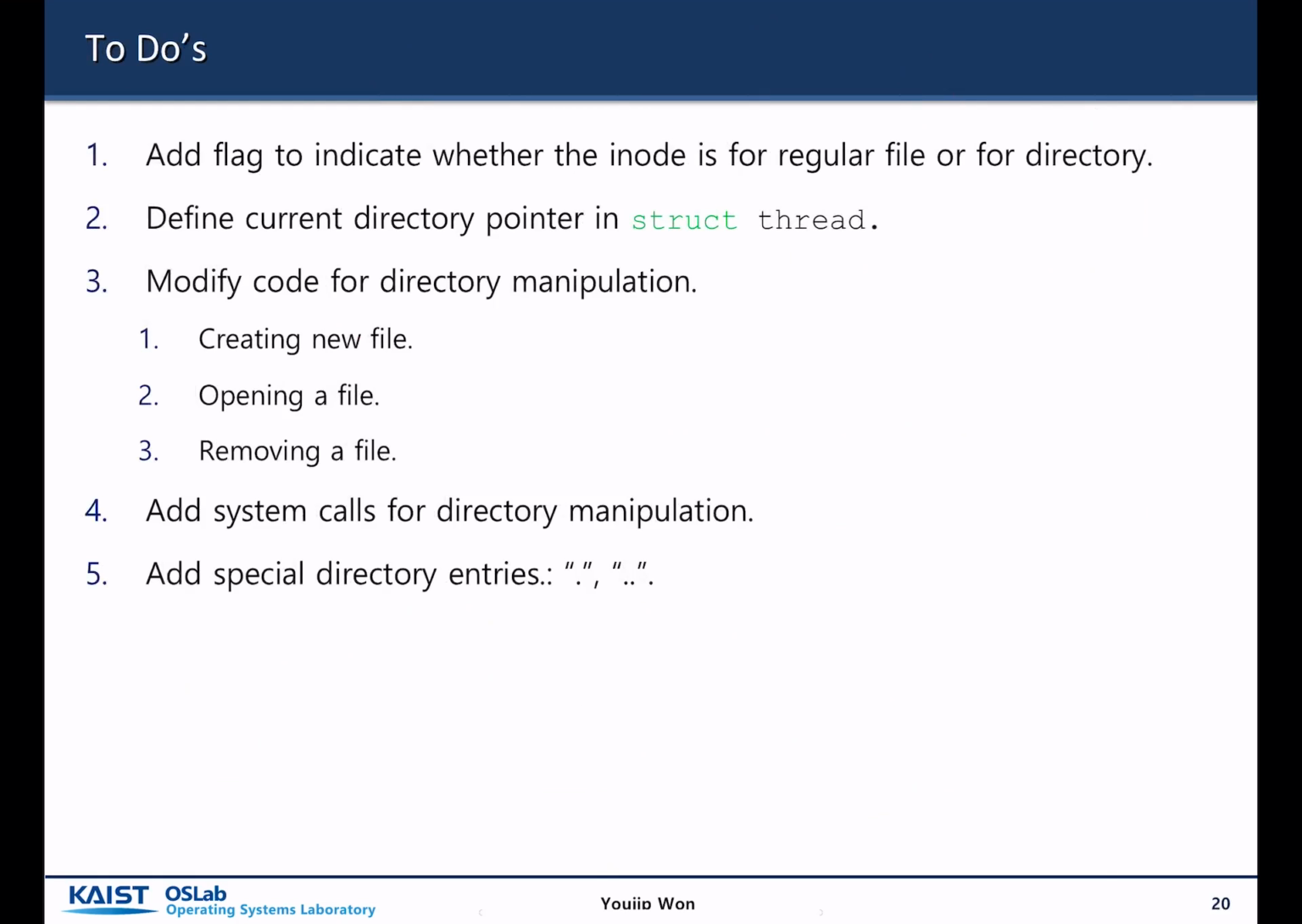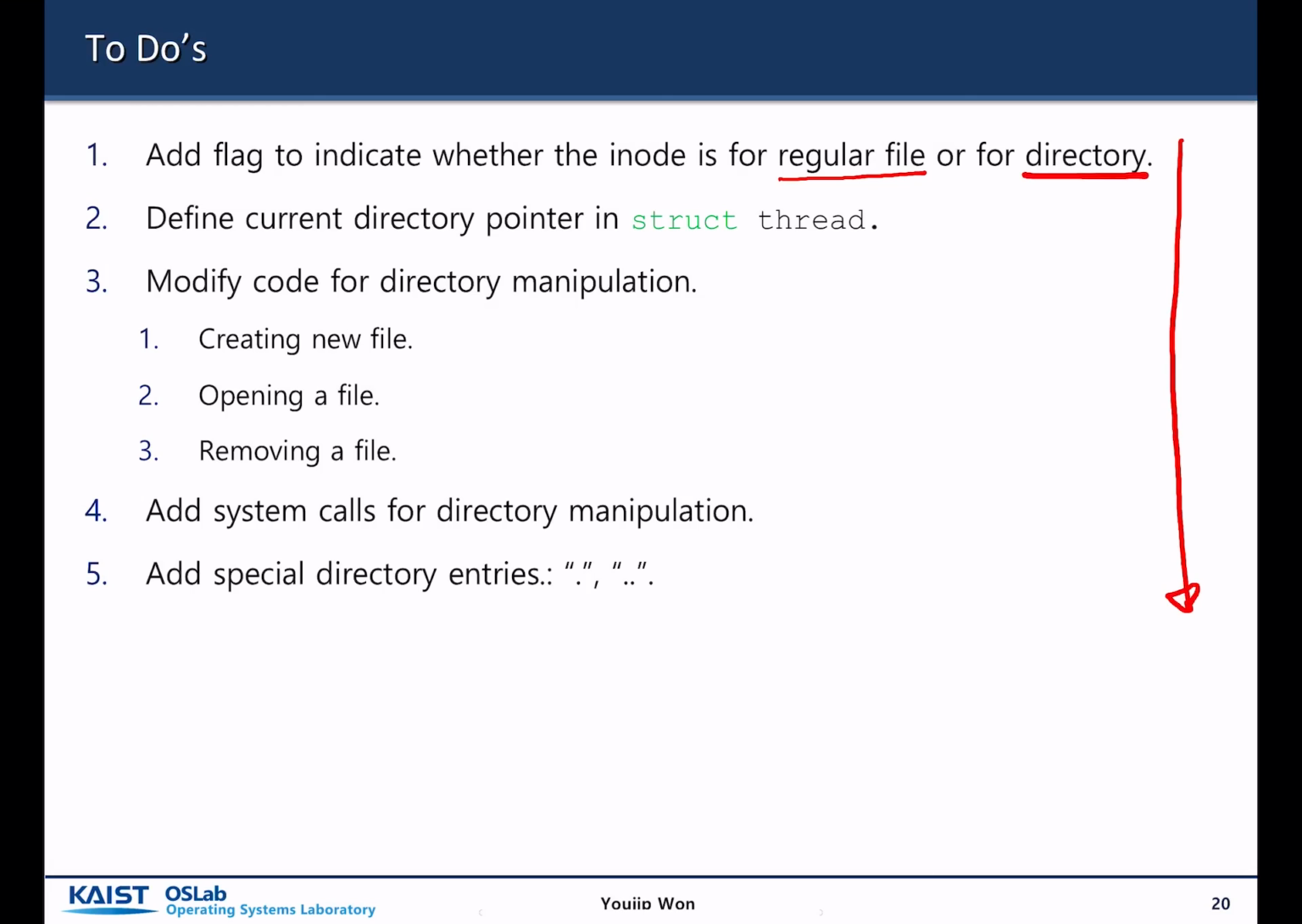So these are the things you need to do. There are 5 things, from 1 to 5. The first thing is that now there are 2 types of file: the ordinary or regular file, and the directory file. So there are 2 types of inode.